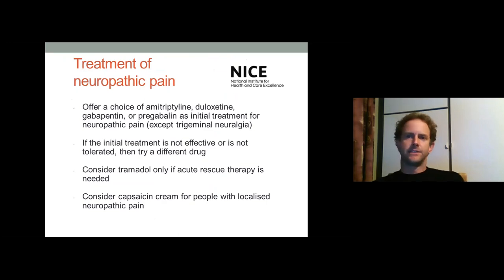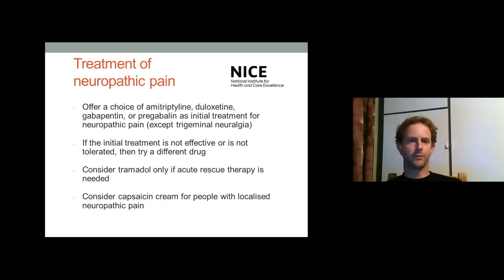NICE has given us some guidelines on the treatment of neuropathic pain, and they're not particularly in depth. It basically names 4 drugs. They are amitriptyline, duloxetine, gabapentin, or pregabalin, and says try them all.